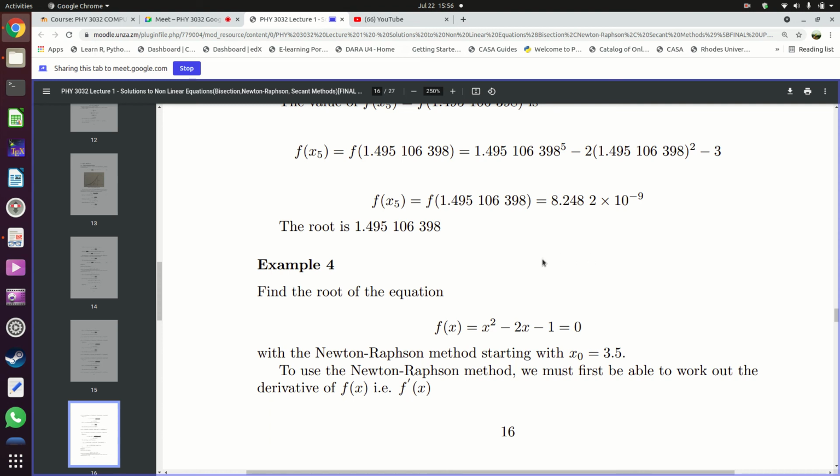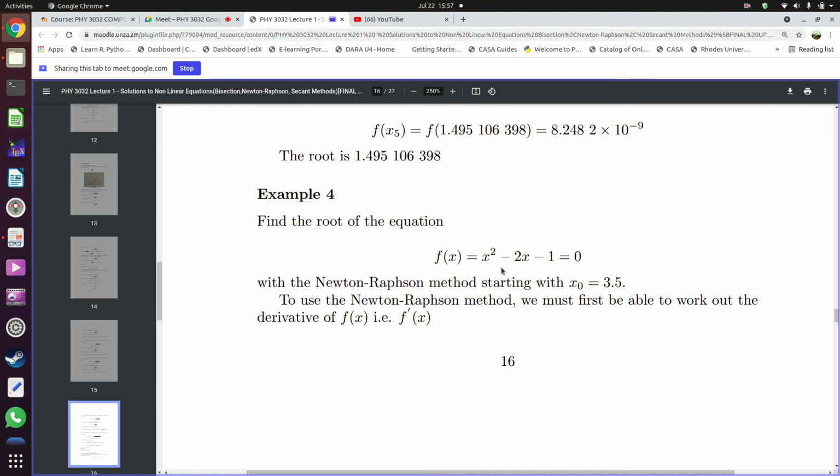Okay, so we proceed with example number 4. As you can see, example number 4 is a quadratic equation. Find the root of the equation f of x equals x to the power 2 minus 2x minus 1 equals 0. This is a quadratic.